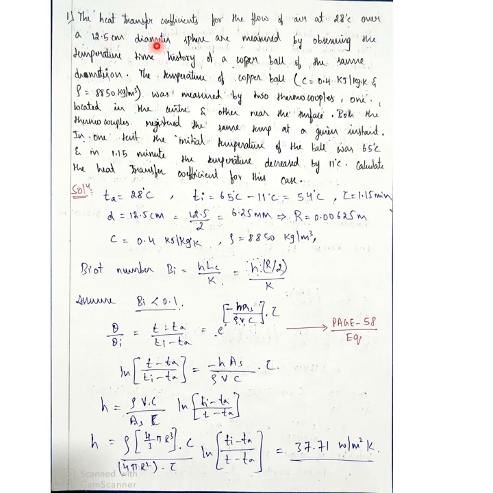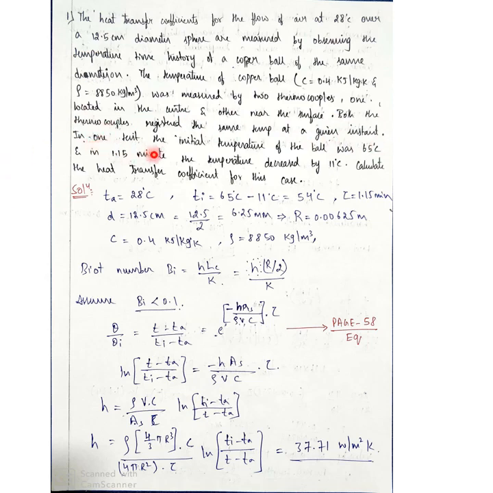So this is the first problem. The heat transfer coefficients for the flow of air at 28 degrees over a 12.5 centimeter diameter sphere are measured by observing the temperature time history of a copper ball of the same dimension. So the material is a copper ball, in the form of a sphere. The temperature of the copper ball was measured by two thermocouples, one located in the center, another near the surface. Both thermocouples register the same temperature at a given instant of time.